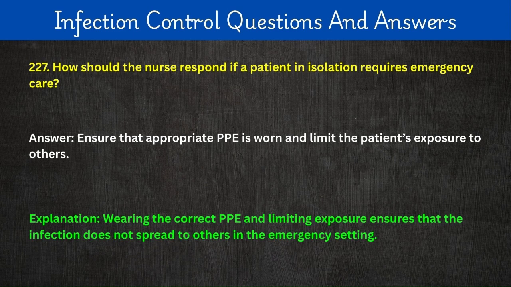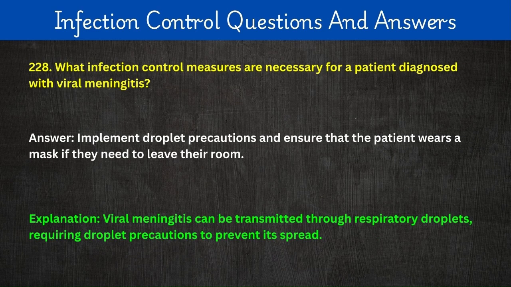227. How should the nurse respond if a patient in isolation requires emergency care? Answer: Ensure that appropriate PPE is worn and limit the patient's exposure to others. Explanation: wearing the correct PPE and limiting exposure ensures that the infection does not spread to others in the emergency setting.